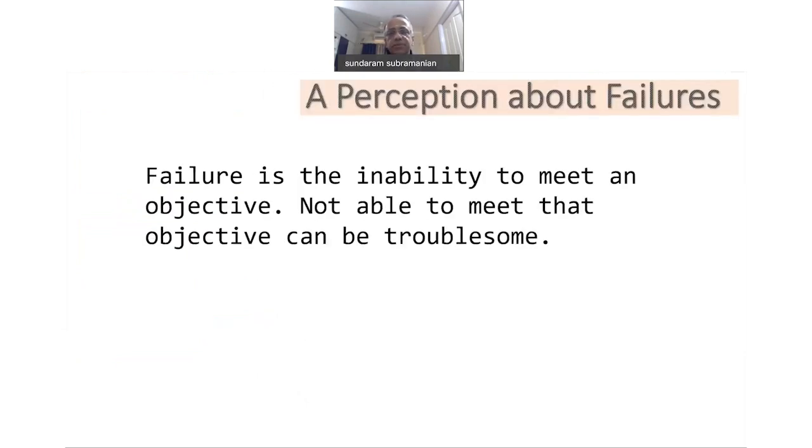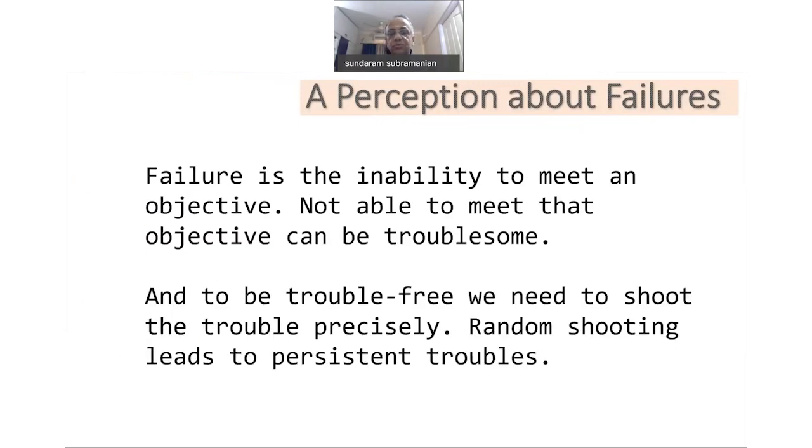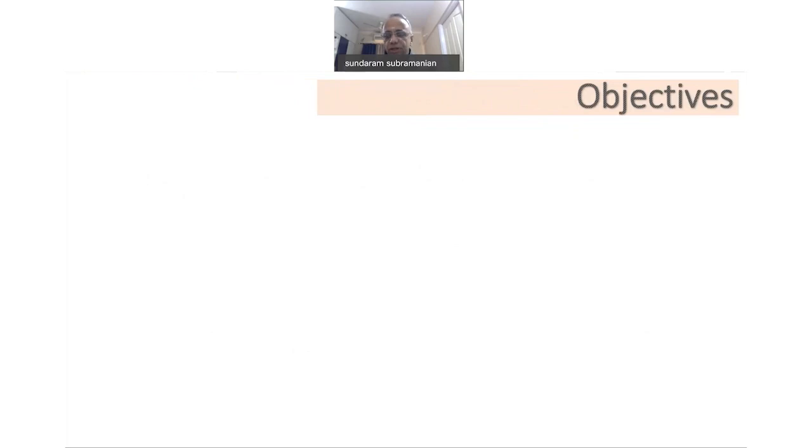The perception about failures is that it is the inability to meet an objective. Not being able to meet that objective can be troublesome. And to be trouble-free, we need to shoot that trouble precisely. Random shooting leads to persistent troubles. So what are these objectives which we are not able to meet and which cause failures? Let us look at some examples.